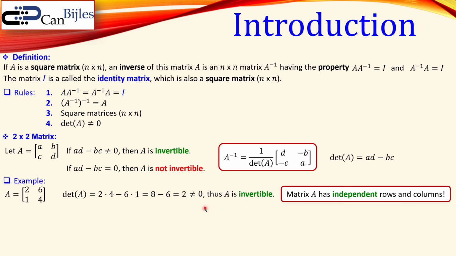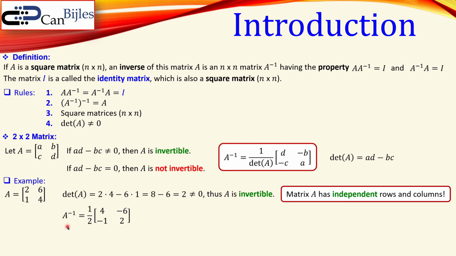That means also the following. Matrix A has independent rows and independent columns. What does independent mean? You cannot make this row from this row, because if I could make this row from this row, I would need to multiply it by a scalar, which is not possible. It's also not possible for the columns. Let's see another example, so it will be more easily understood what's happening.